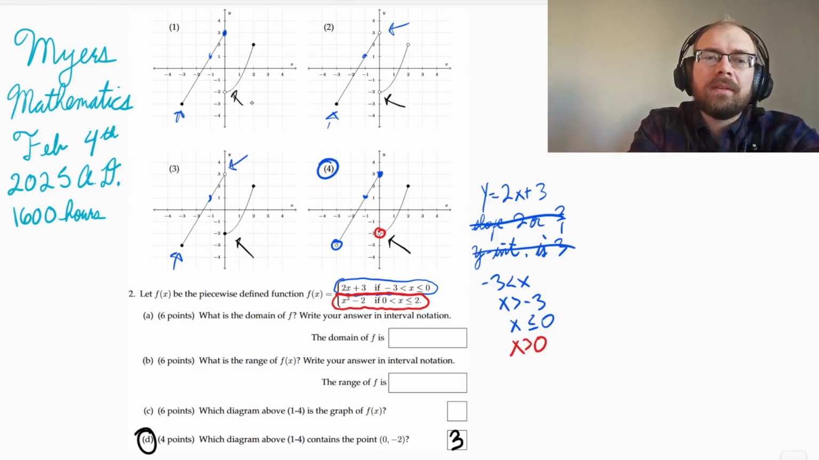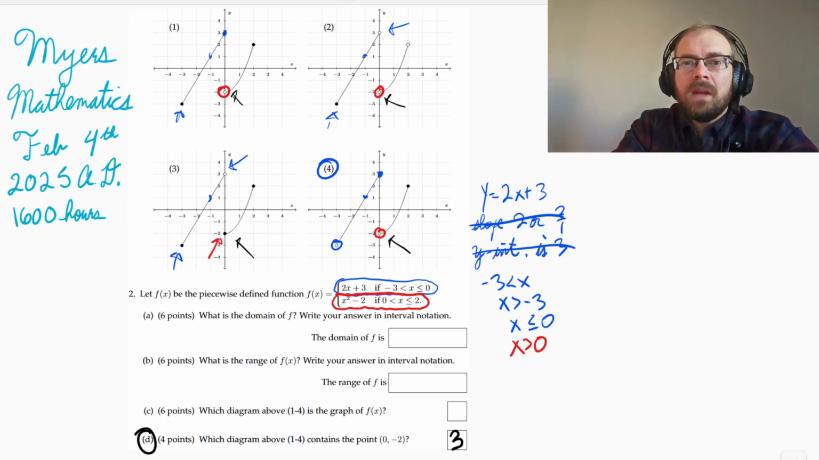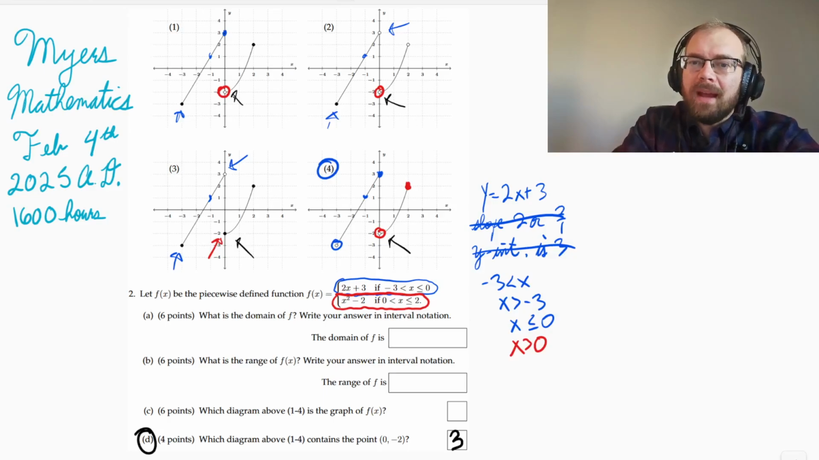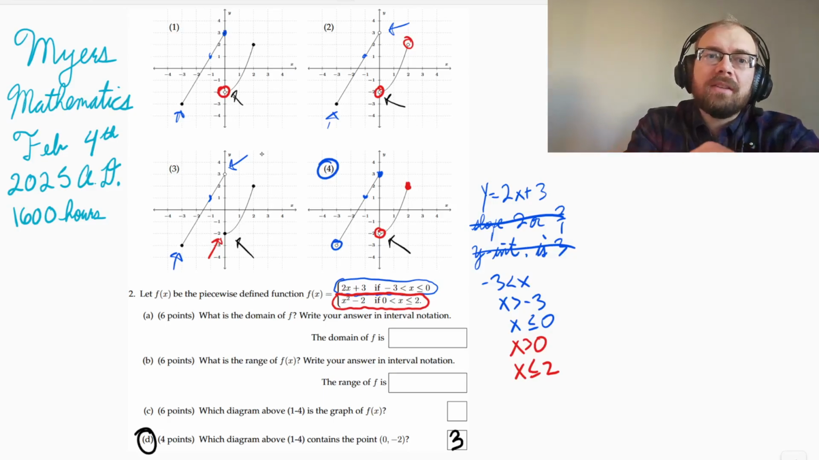And all the other ones that are wrong have open circles. This one has a closed circle, so it's definitely not that graph. The other ones also have open circles. That one, and that one. And then it's got to have a closed circle on the end, because it's got to be x less than or equal to 2. So at this point, I'm really just double and triple checking here.